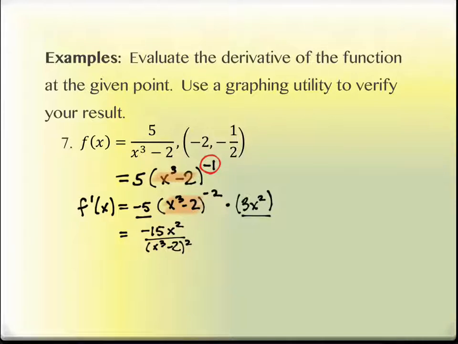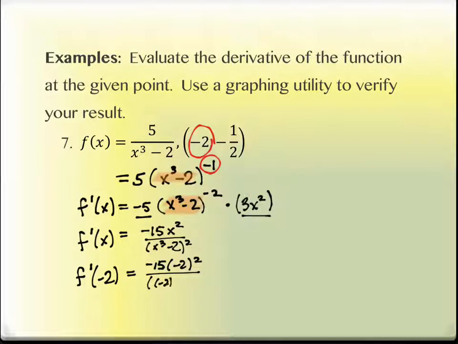All right, so this is the derivative function, and it wants me to evaluate it at the x value of -2. So we're going to plug -2 in all the places. This is actually going to be finding f prime of -2. So I have -2 squared on top times the -15. And on bottom, I actually have -2 cubed minus the 2 squared.